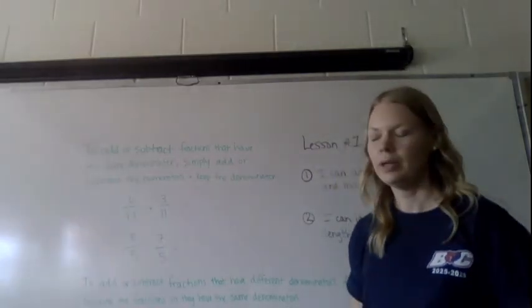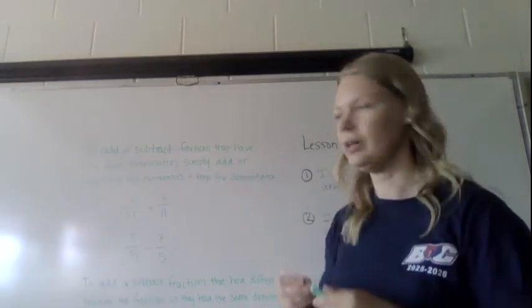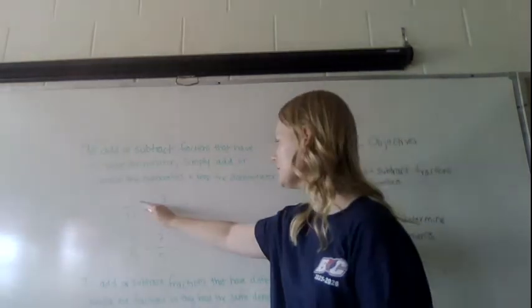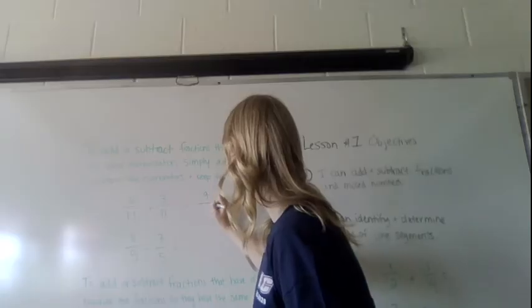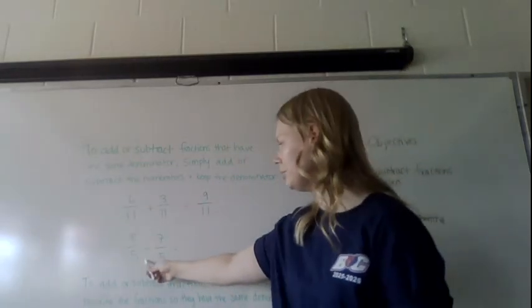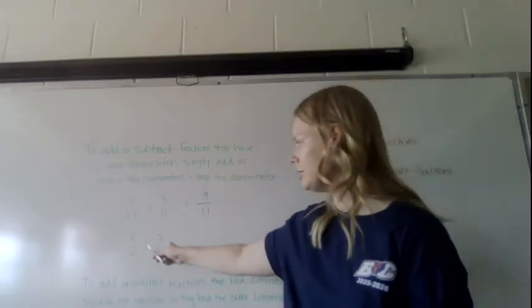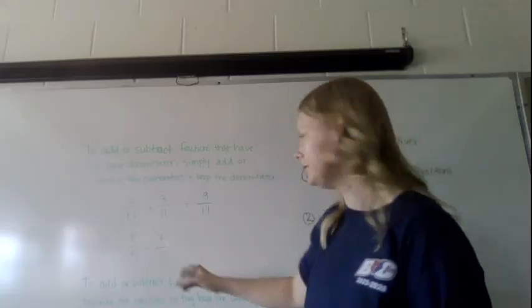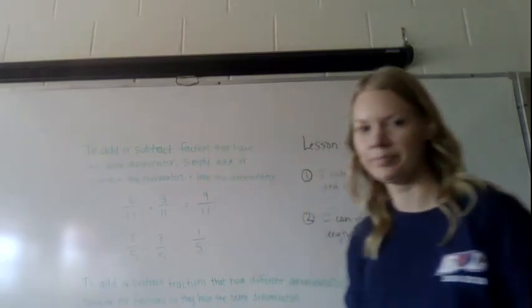In a problem in which the denominators are the same, we are going to simply deal with the numerators, in this case add the numerators. So 6 plus 3 equals 9, and then we will keep the denominator the same. And so for this problem where we have 8/5 minus 7/5, again, we're going to deal with the numerators. 8 minus 7 is 1, and we will keep the denominator the same.